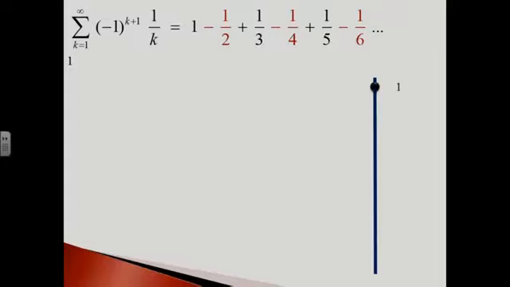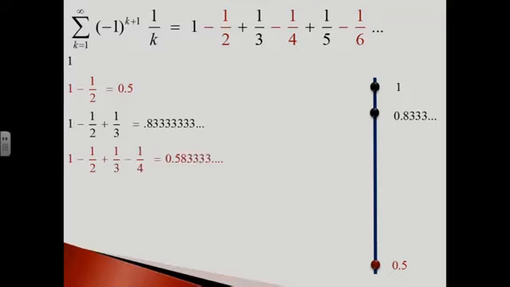The second sum is 0.5. We plot this value on the same number line. The third sum is 0.8333. This is a little less than 1. The fourth sum is 0.58333. This is a little greater than 0.5.